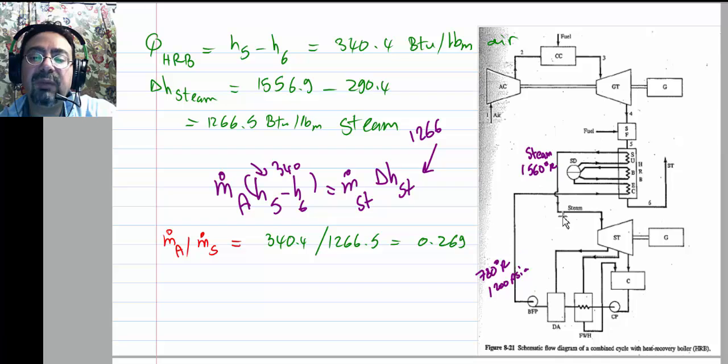You open the steam table and find out what is the H over here, 1500, and what is the H over here, 290. The difference between them is this much per pound steam. This is your delta H steam, and H5 and H6 we have them, right? So you basically say, well, m dot air over m dot steam is simply this divided by this. Alright? Good job.